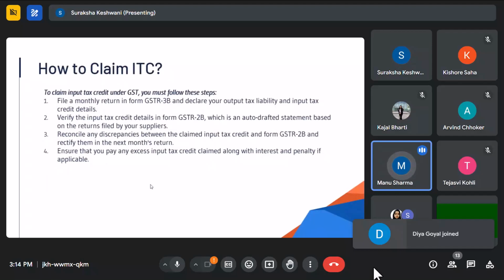So next, moving on to how to claim ITC. A person who wants to claim ITC has to file a monthly return in form GSTR 3B, which is a summary form to declare your output tax liability and input tax details. They have to verify the input tax details from GSTR 2B, which is an auto-populated statement based on returns filed by the supplier. They have to reconcile any discrepancies between the claimed input tax credit and the form GSTR 2B, and then ensure that they pay any excess input tax credit claimed along with interest and penalty if applicable.